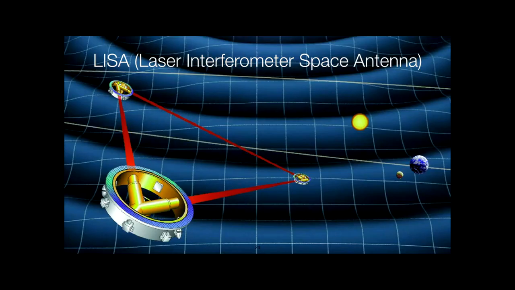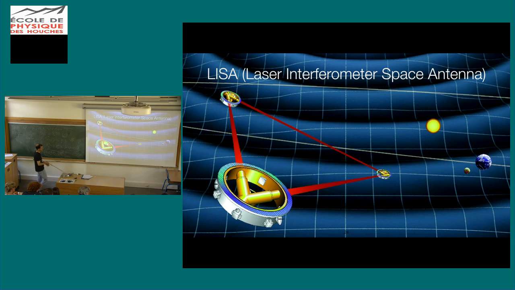But basically, LISA is a space-based antenna, which is proposed. Hopefully, it will be launched around 2030 or 2034. It consists of three spacecraft in an equilateral configuration that orbits the sun, okay, trailing the Earth by about 20 degrees. So these spacecraft, which form an equilateral triangle, orbit the sun once a year, like the Earth, but sort of trailing the Earth by about 20 degrees.